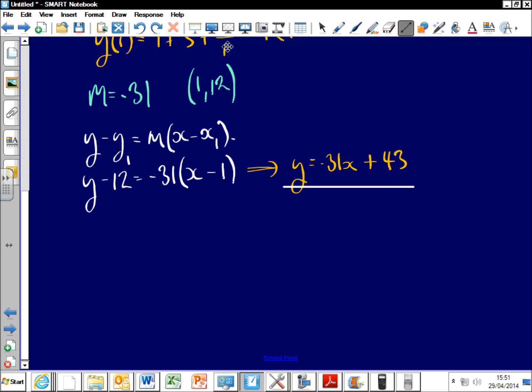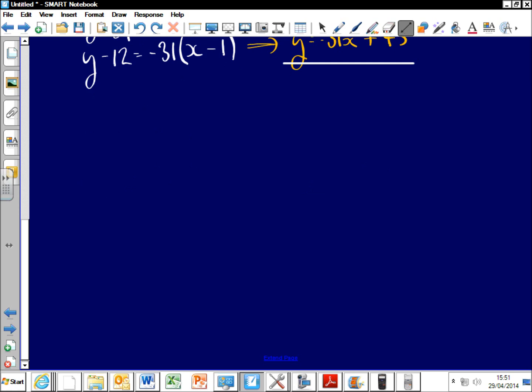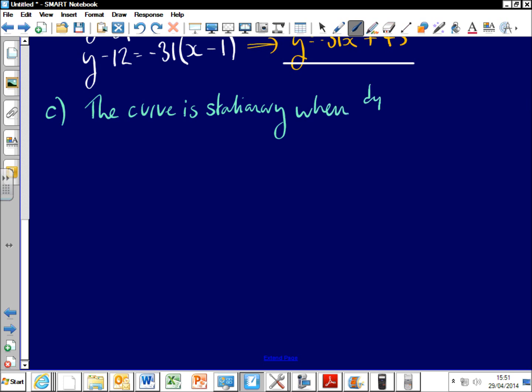Okay. Now, next bit. The curve has a minimum point at point M. How do I find a curve's minimum point? Can someone tell me? Equate what to 0? Yeah, the gradient will be 0. So the curve is stationary. We call it a stationary point. It's stationary when dy dx equals 0.